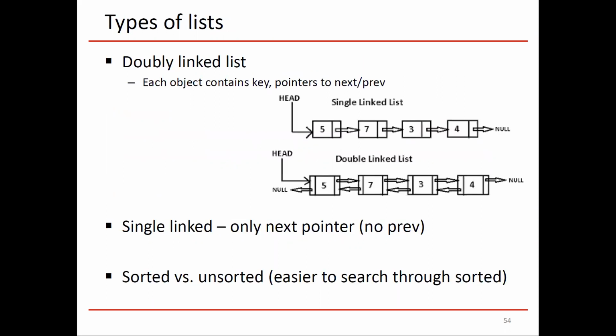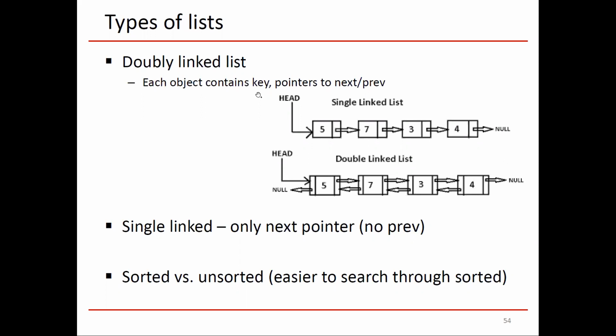So let's talk about different types of lists. In a doubly linked list, each object contains a key and pointers both to the next object on the list and the previous object in the list. And you can see that the last object in the list, the 4, its next location is a nil, and the 5, the first object in the list, its previous pointer again points to a nil.